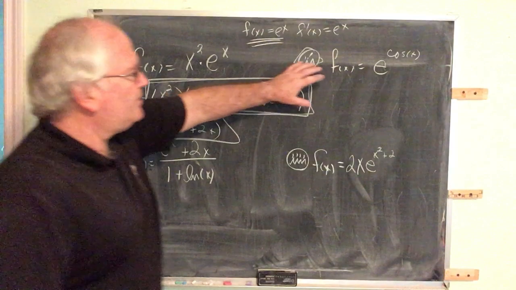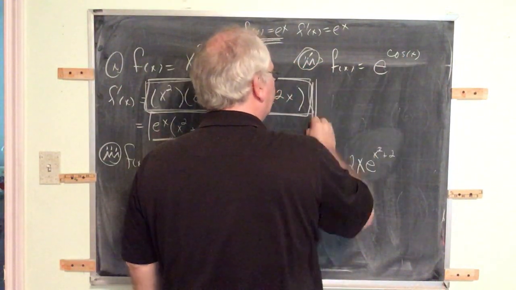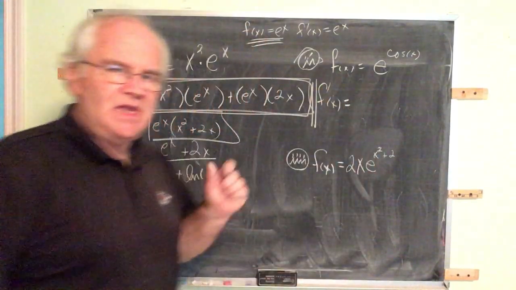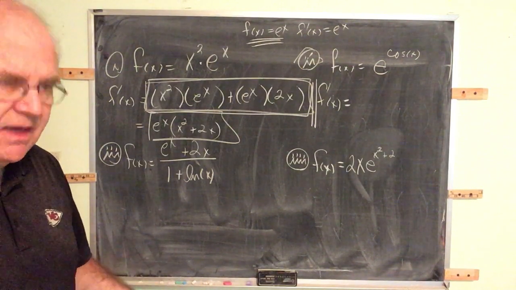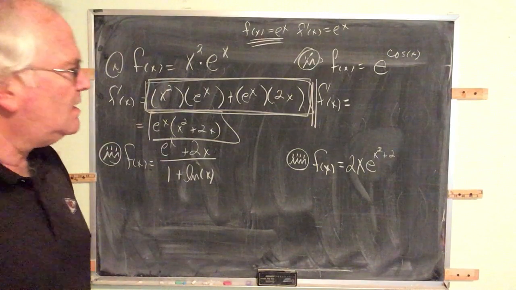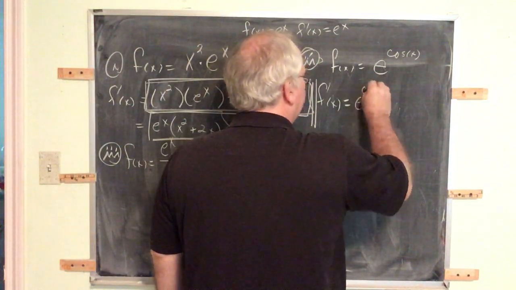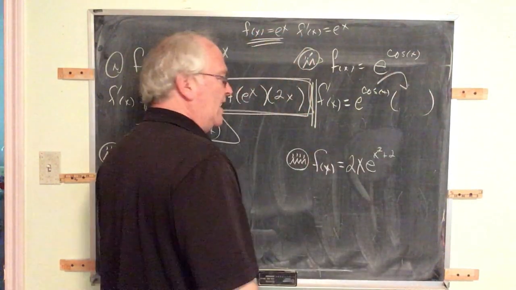All right, number 2. F of x is e raised to the cosine of x. Well, the derivative of e to the stuff is e raised to the stuff, it's the same thing, times the derivative of the stuff. So the derivative of e raised to the cosine x is e raised to the cosine of x. But then you multiply by the derivative of that expression.